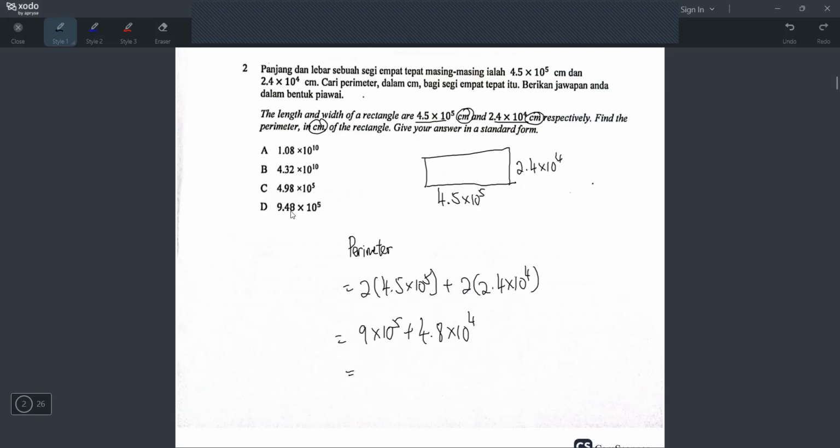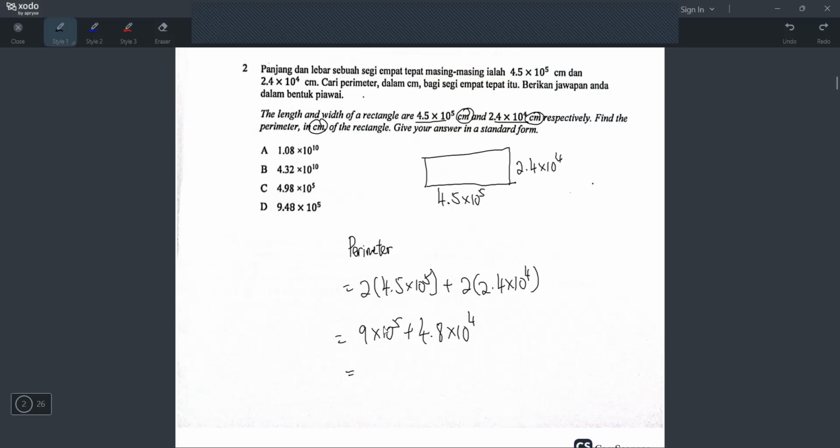Since all my answers are in standard form, I will use a different method to add. Of course you can also just put all of this inside your calculator, but instead of doing that, I want to use a different method. So I will show you now. What I will do is I will look at the 10 power 5 and 10 power 4.